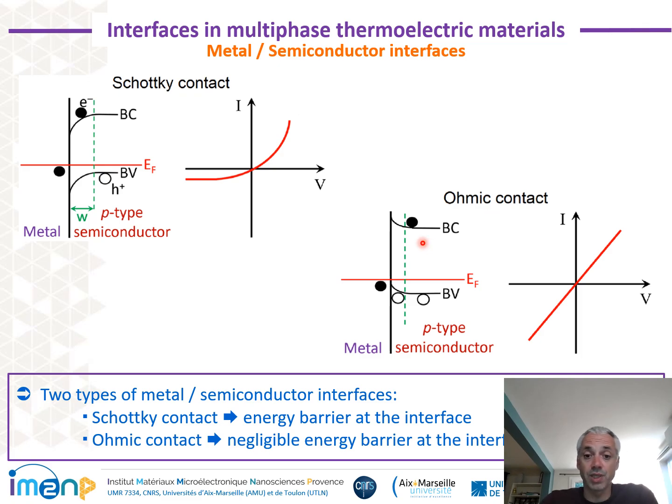And we can consider first two types of interfaces. Some interfaces correspond to a Schottky contact, especially between a metal and a semiconductor. In this case, we have actually an energy barrier at the interface between the metal and the semiconductor. Or interfaces that correspond to an ohmic contact, where we do not have an energy barrier between the metal and the semiconductor, and the IV curve follows a linear law, which means that the current increases linearly with the voltage.